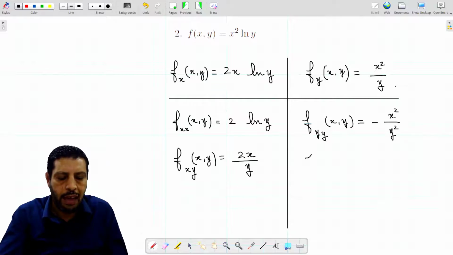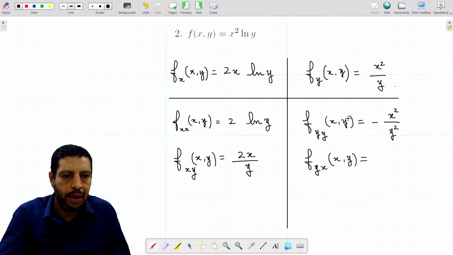Now let's move to fyx. We expect to find the same quantity as fxy, so we're going to find this, but let's check. Now, if you look at this quantity and take its derivative with respect to x, it gives simply 2x over y, since the only expression in x is the x squared, its derivative is 2x over y. And we check that we have the same result.